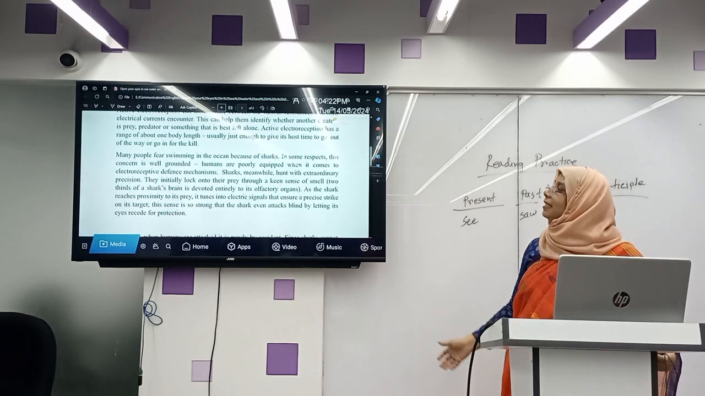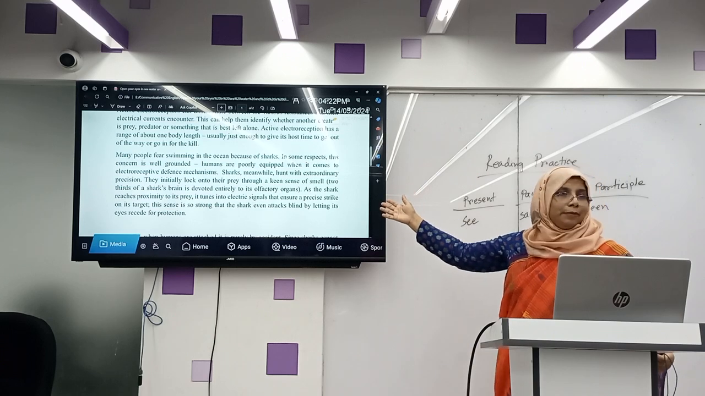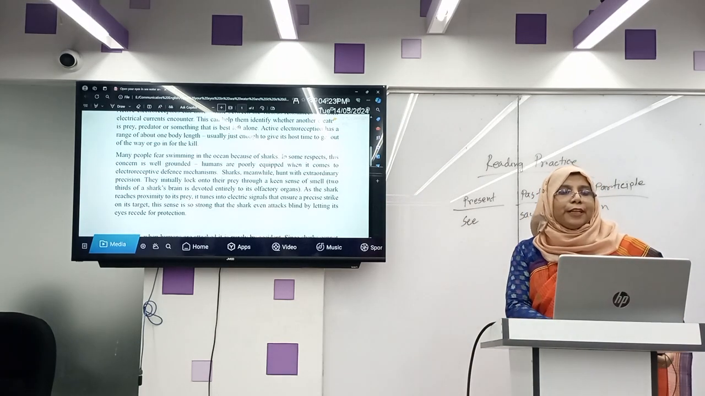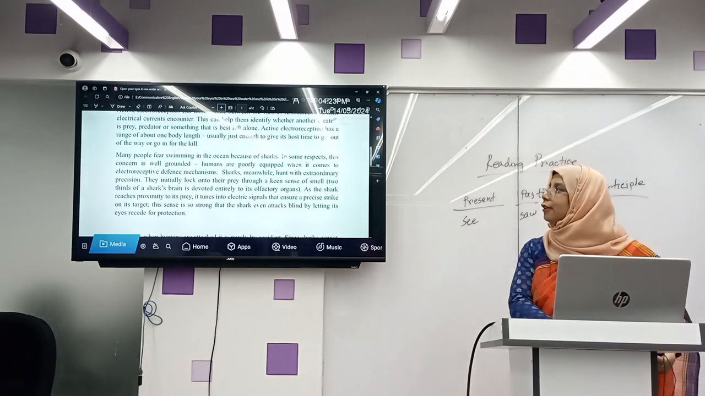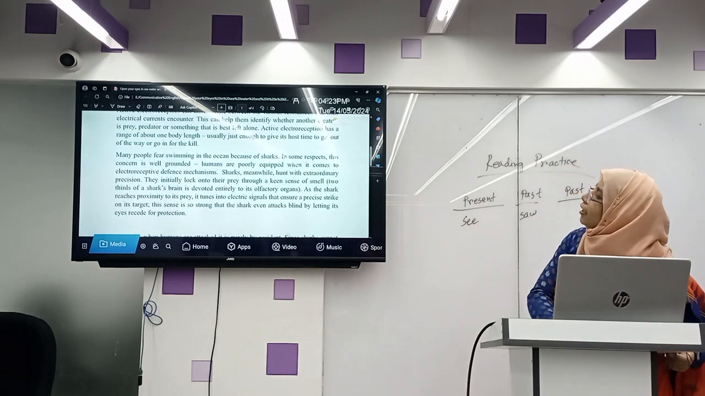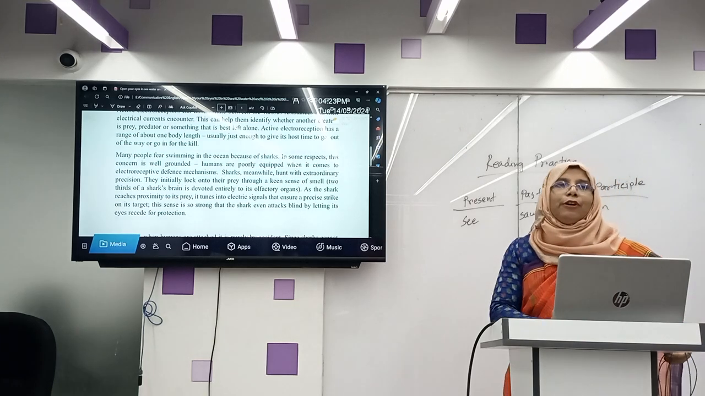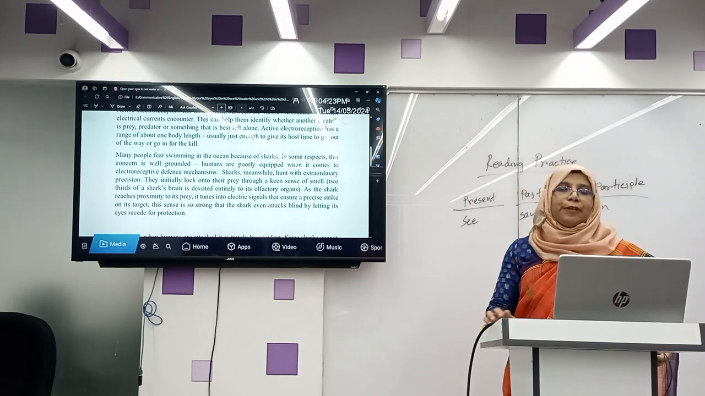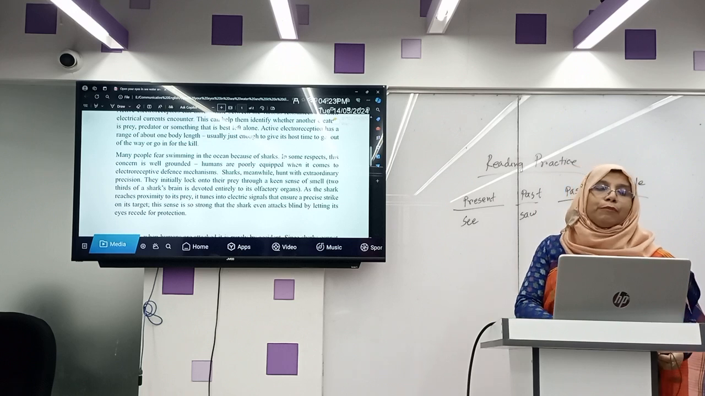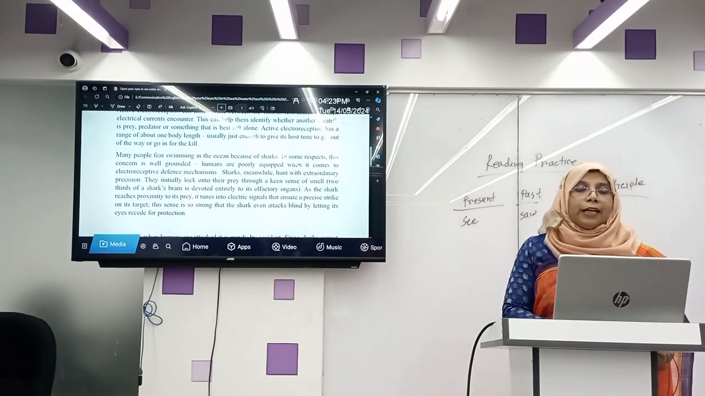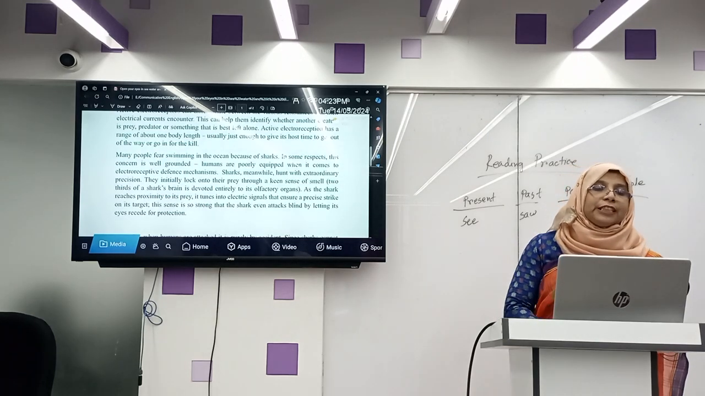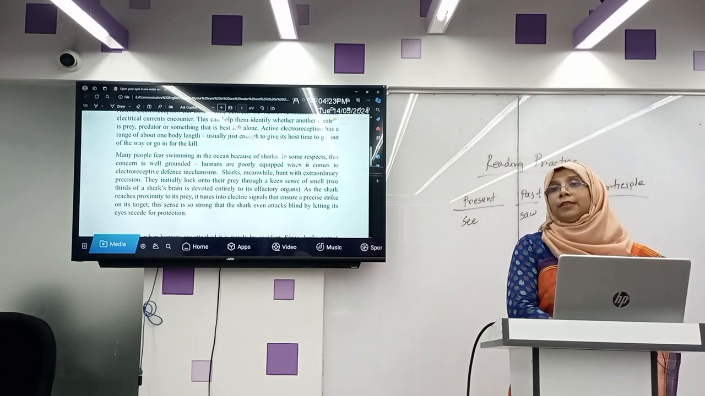So this passage is about, okay, we are coming to the shark attack. Many people fear swimming in the ocean because of sharks. In some respects, this concern is well-founded. Humans are poorly equipped when it comes to electroreceptive defense mechanisms.